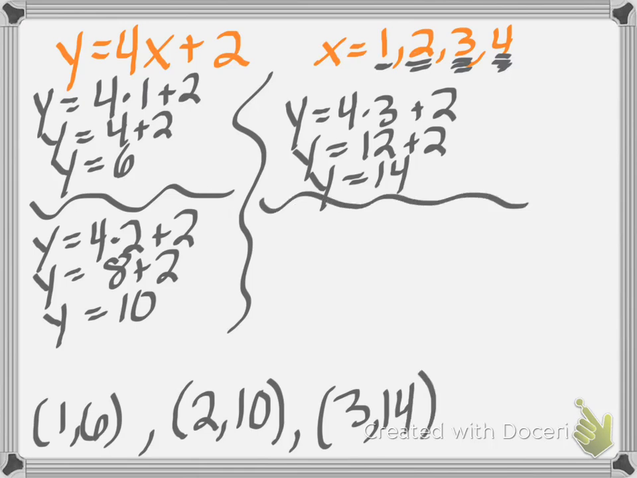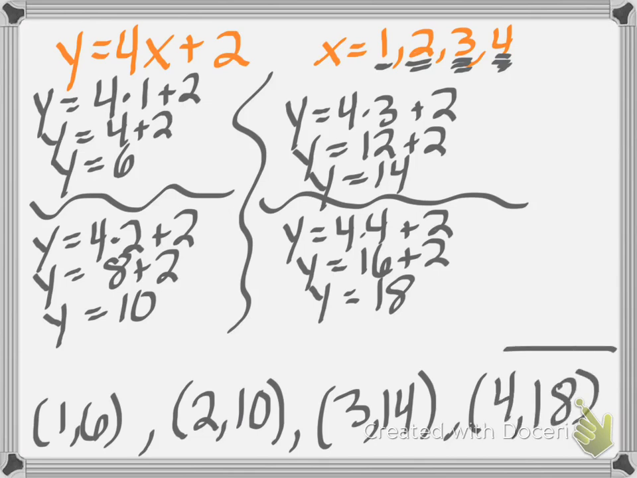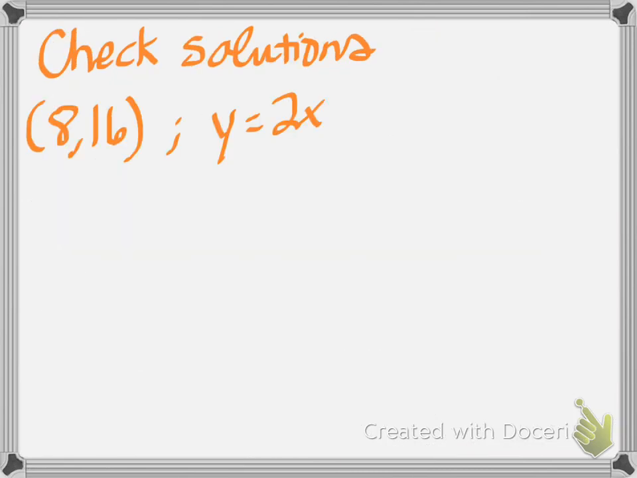And the last one, y equals 4 times 4 plus 2. That means y equals 16 plus 2. So y is 18. My fourth ordered pair is 4, 18. And all of this is my answer. So let's put it in our box.